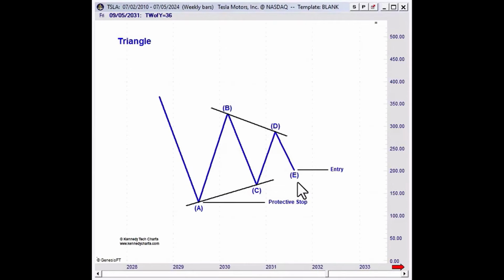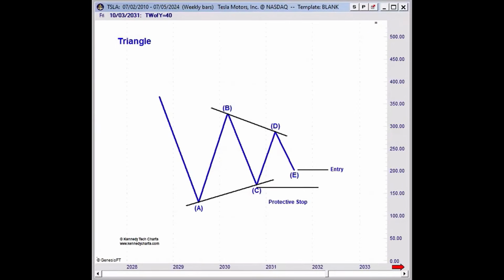Okay. If you do this, that's your decision. But if you do this, do not put your protective stop at the extreme of wave C. Put it at the extreme of wave A, because on occasion, not always, sometimes wave E can actually fall below the wave C extreme, i.e.